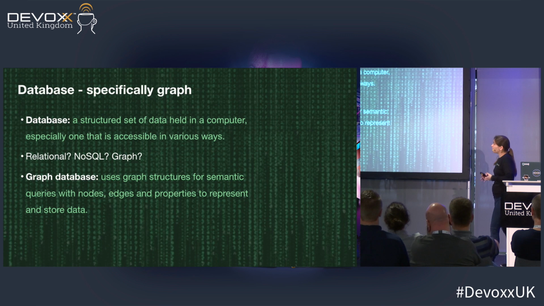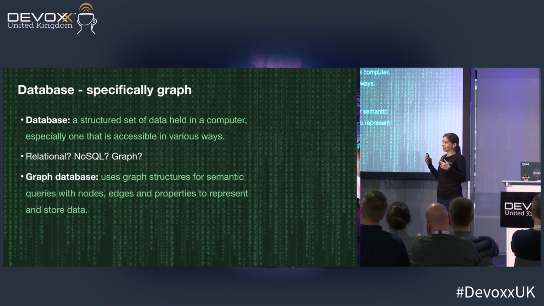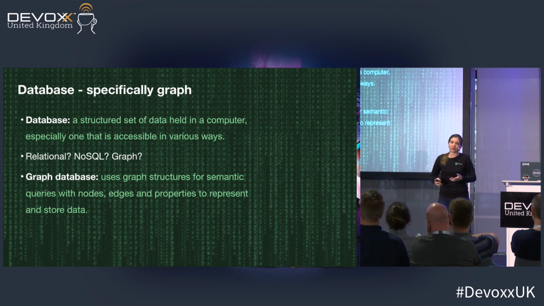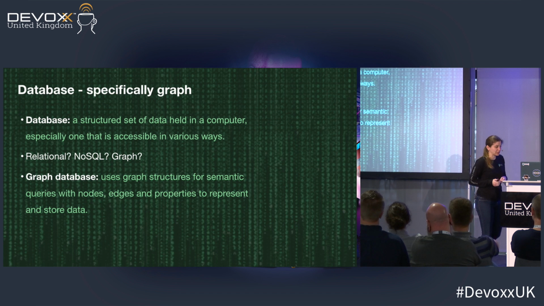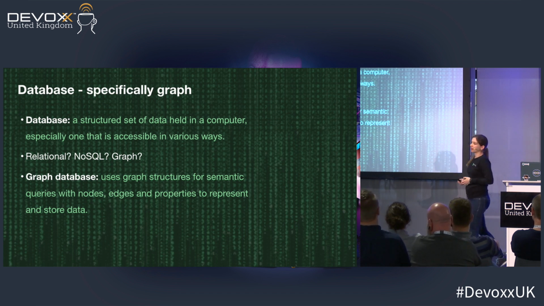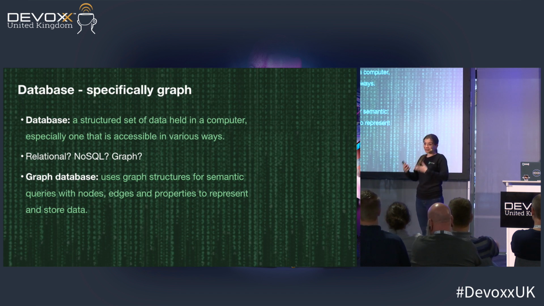At their core, all databases basically just take a structured set of data, hold them in a computer, and then one that you can typically interact with in a variety of ways. So you can get the data in and out in a variety of ways. Whether you're dealing with relational, NoSQL, graph, it really doesn't matter. All of these provide that same basic core functionality.